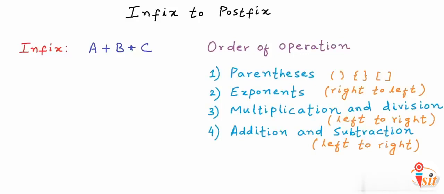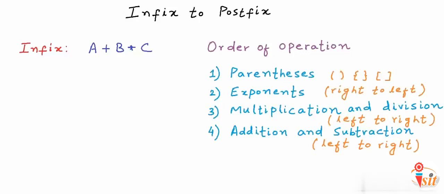In our previous lesson, we saw how we can evaluate prefix and postfix expressions. Now in this lesson, we will see an efficient algorithm to convert infix to postfix. We already know of one way of doing this. We have seen how we can do this manually. To convert an infix expression to postfix, we apply operator precedence and associativity rules.